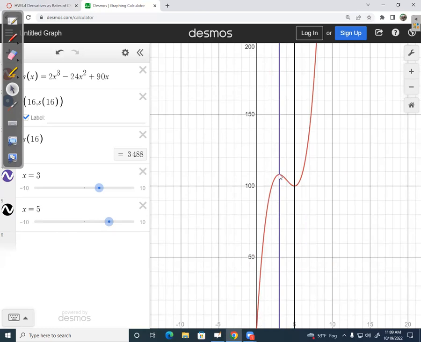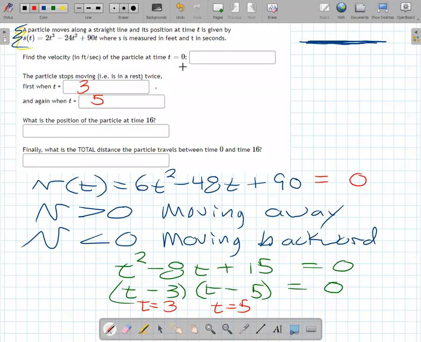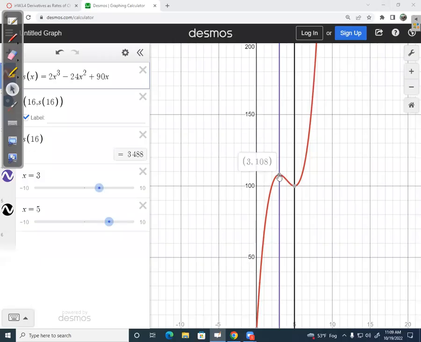So we have the total displacement up to that point, and we can just get the y value, 108. And then it moves from 108 down to 100. And then it moves up from 100 to 3,488. So I'm going to put that in a table to make a little more sense of it. So t versus its displacement s. At 0, we start at 0. And then at 3, we end up at, was it 108? Yeah, 108. And then down to 100.